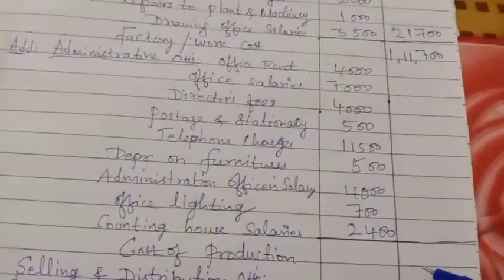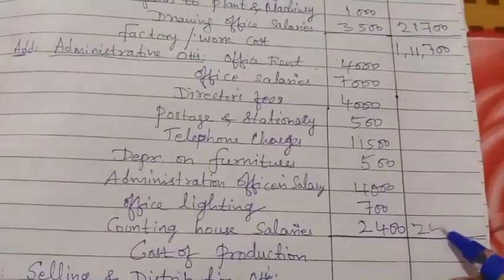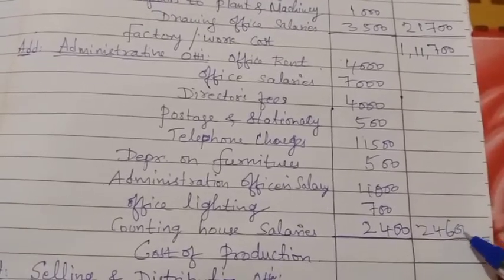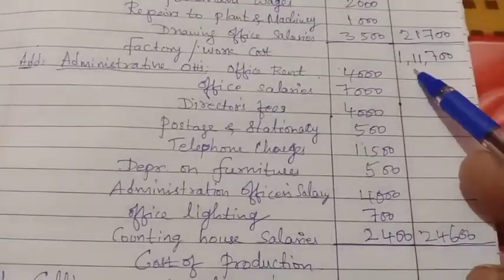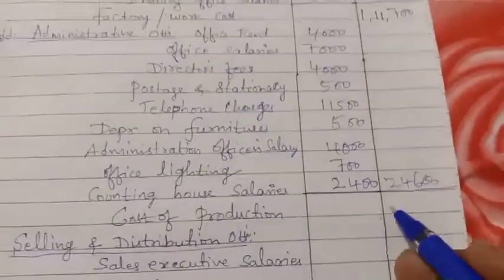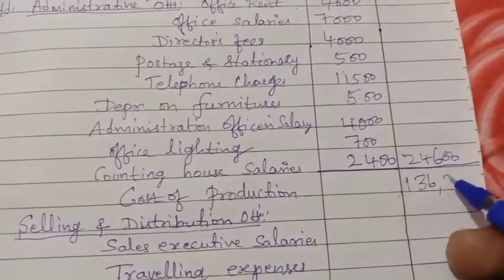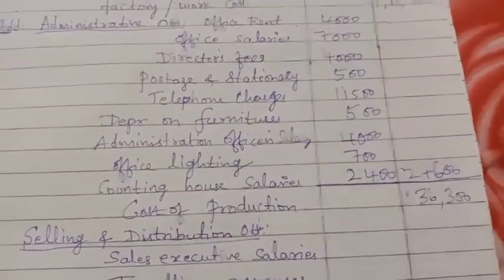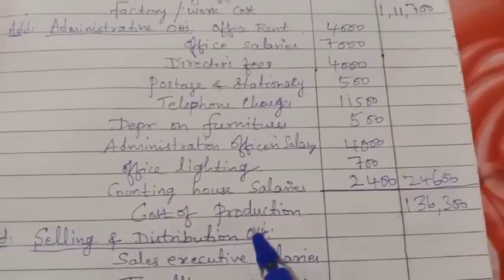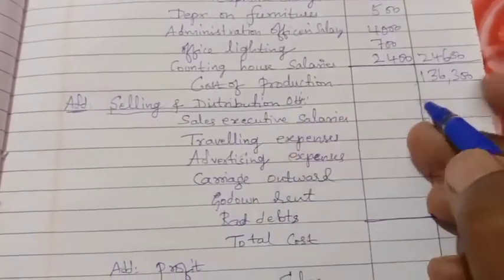Again, take the total of the inner column amounts. It comes to 24,600. It should be added with the factory cost. If you add, you will get 1,36,300. Now you have the cost of production. This total we have to call the cost of production. With the cost of production, we have to add all selling and distribution expenses.